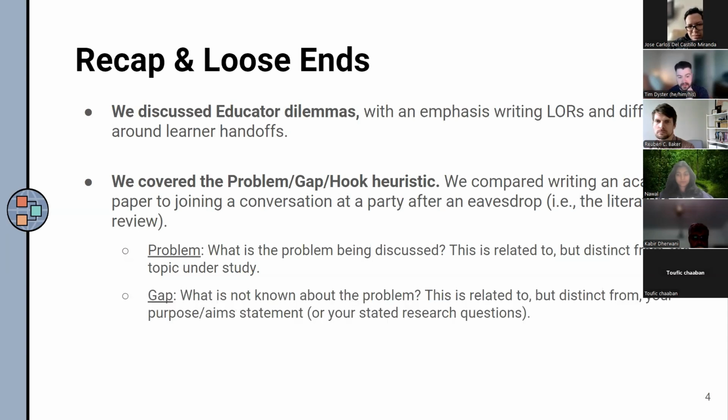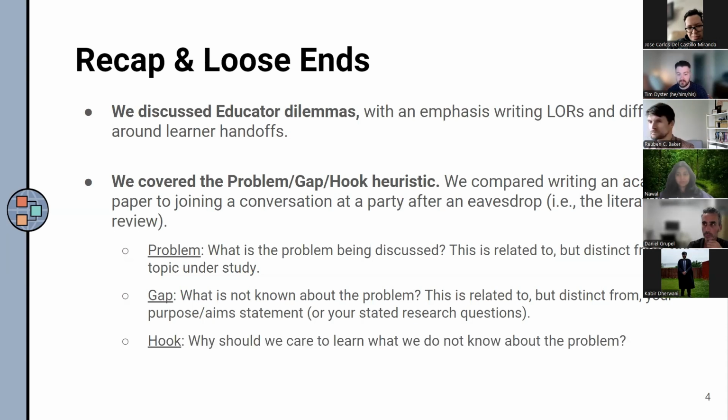Then you need to establish a gap. What is not known about this problem? This is related to, but distinct from, your purpose and aim statement or your stated research questions. In the example, despite leadership and collaboration both being competencies, they are often not put into dialogue with one another. And then the hook is: why should we care to learn about what we don't know about this problem? And embedded in that is, why should we care to learn about it now? In the worked example from the paper, the hook was that this is now a required competency in the CanMEDS system, and so this is going to become relevant for programs to maintain accreditation.